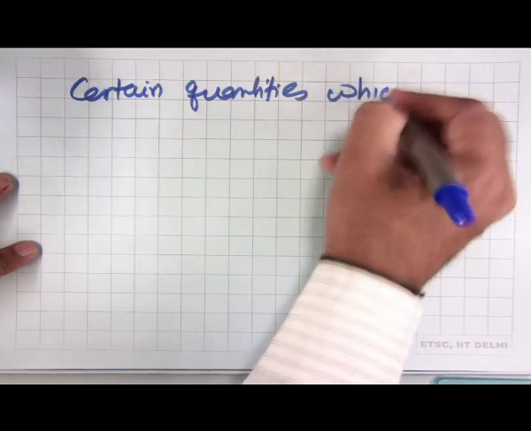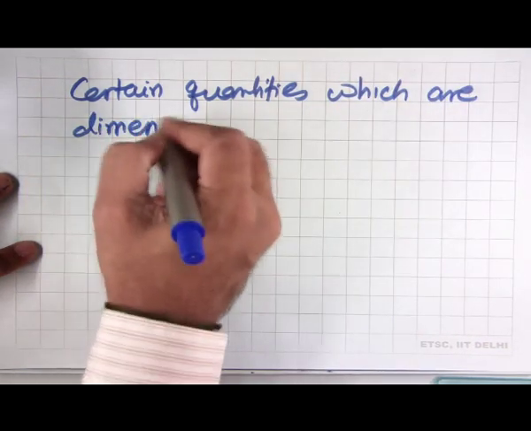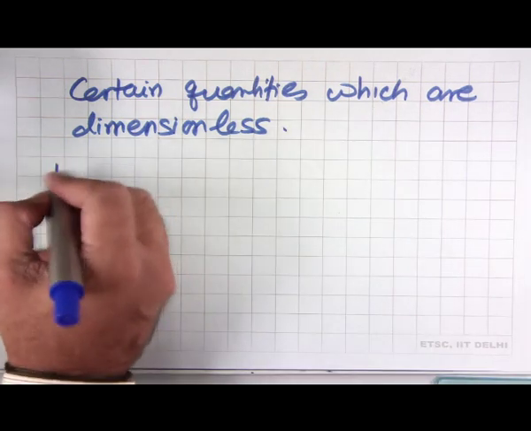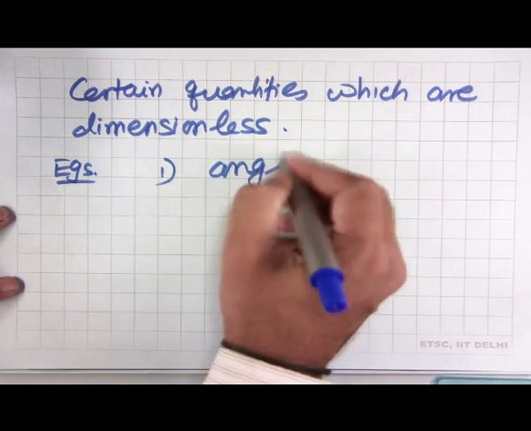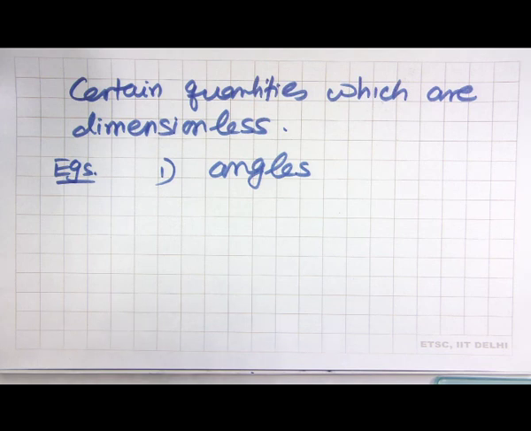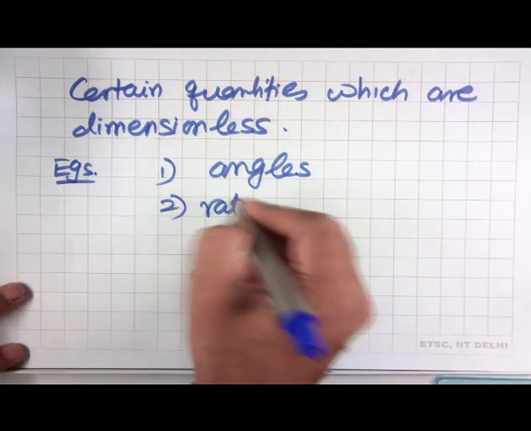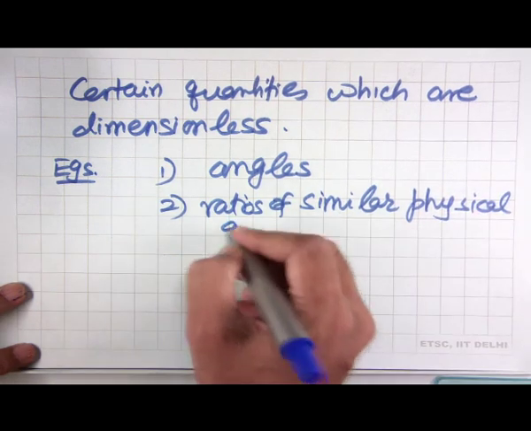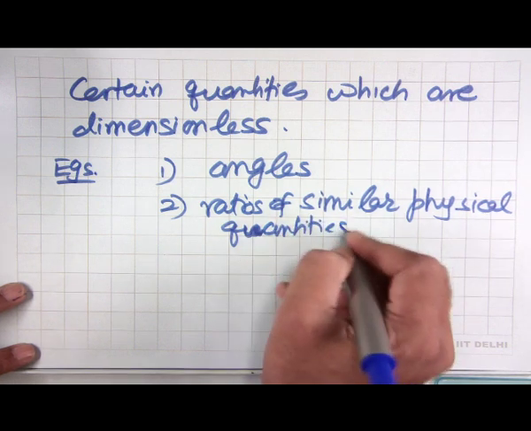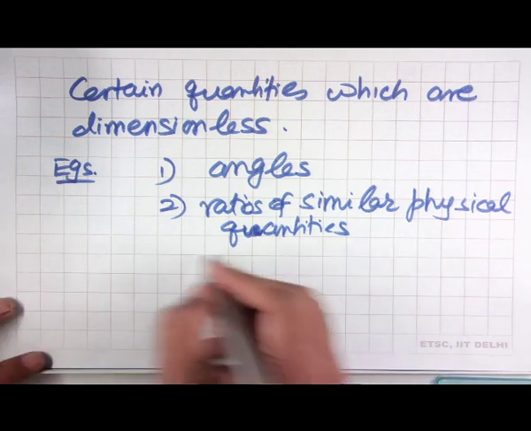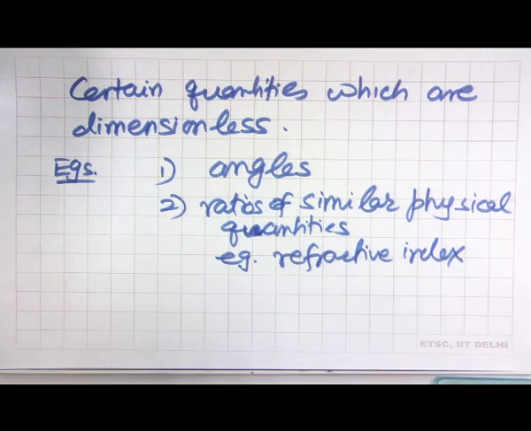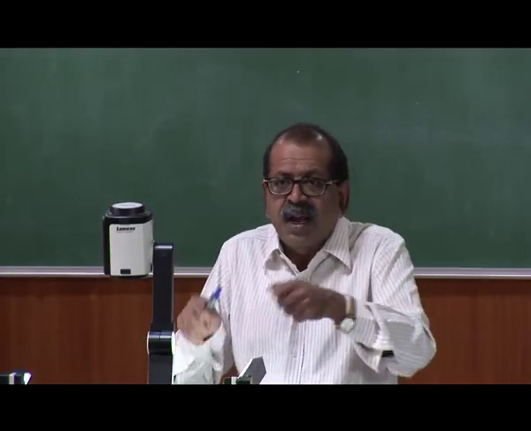and using dimensional analysis we cannot do anything about the dimensionless quantities. Examples of dimensionless quantities: first one is angles. All angles which we measure are dimensionless. Or we could have ratios of similar physical quantities. So, if you divide one quantity by another which has the same dimensions, the resulting quantity will be dimensionless. An example of this is the refractive index. The refractive index, when you calculate it, is dimensionless because it is the ratio of the distance travelled by light in two different media. So, therefore, this will be a dimensionless quantity.